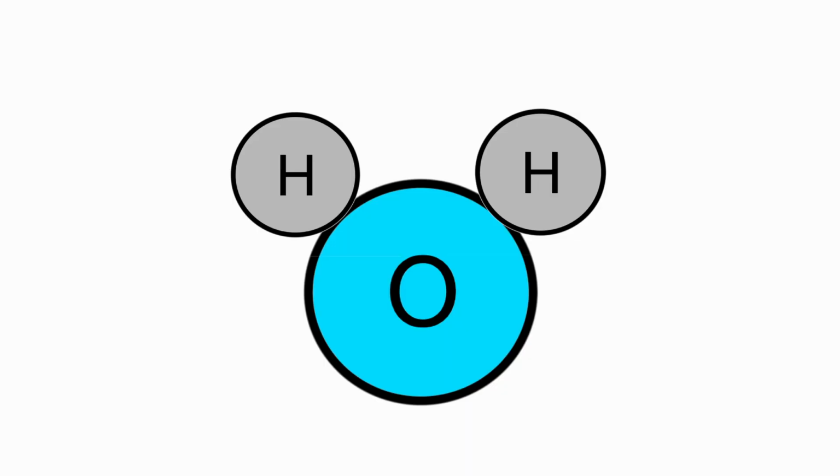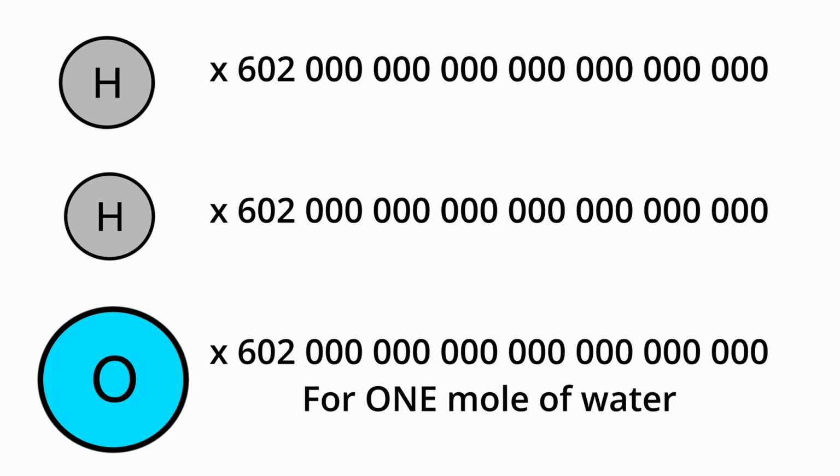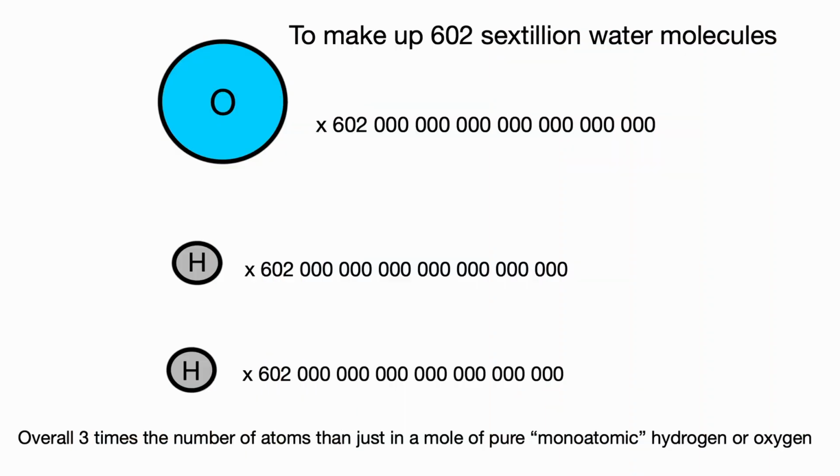But for example, in a mole of water, there is no longer 602 sextillion atoms, but 602 sextillion water molecules, 2 times the number of hydrogen atoms, and overall 3 times the number of atoms in a mole. However, this is still considered a mole. This means the relative molecular mass is actually the sum of all of the relative atomic masses inside the molecule.